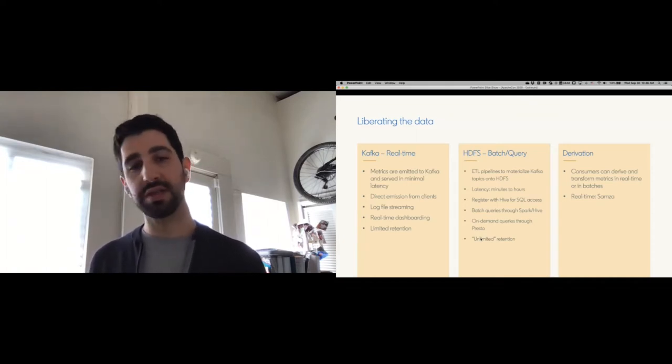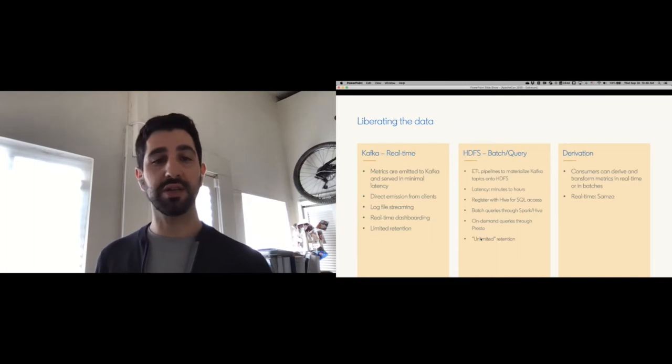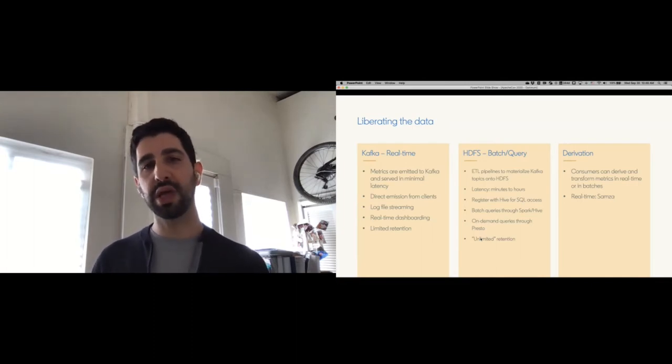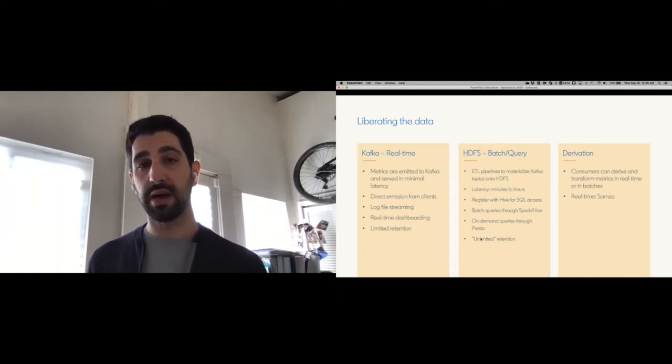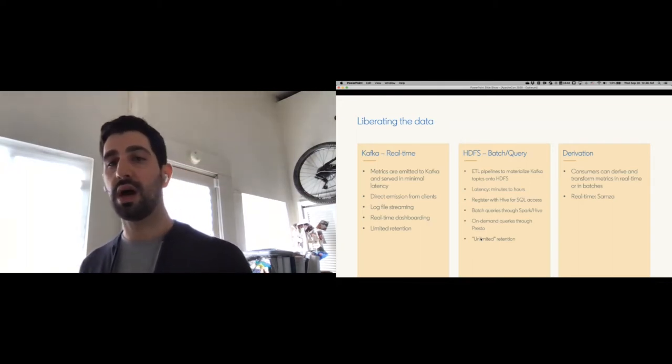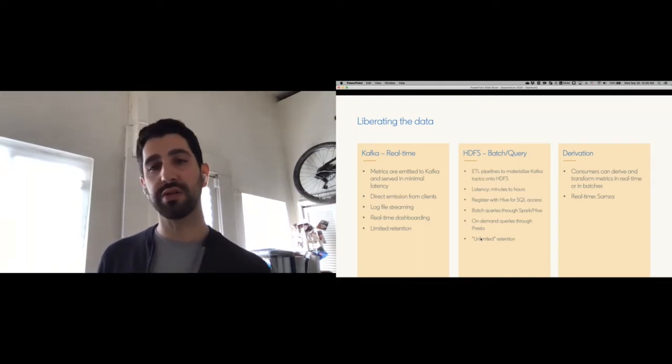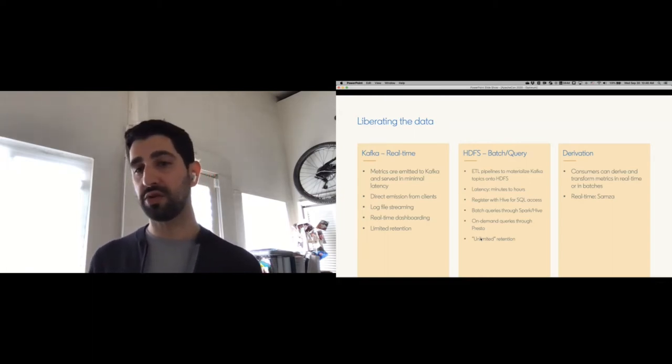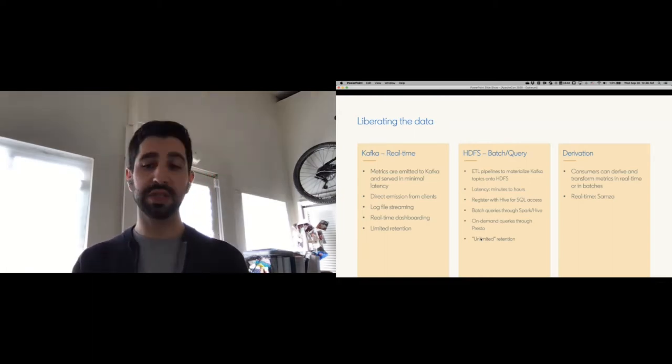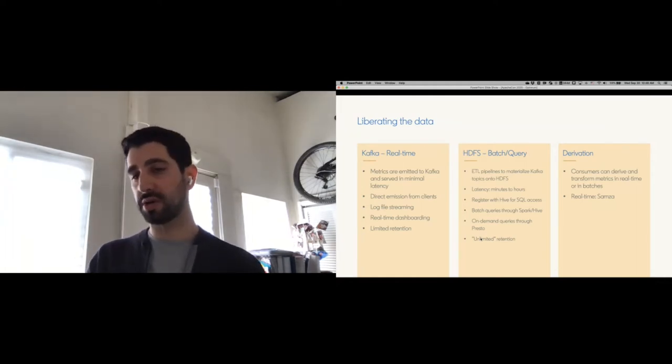The pro for this is that we have unlimited retention. Practically, we keep about 3 years of history for all of those metrics. Another thing that this enables is for users to derive topics. So basically, users can derive either in real time or in batches. And derivation in real time could be something that runs over a Samza job that transforms one topic to another.